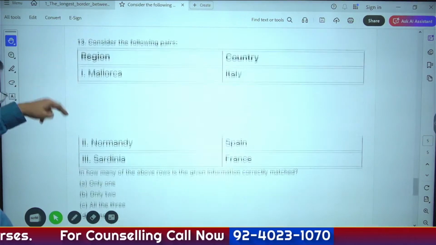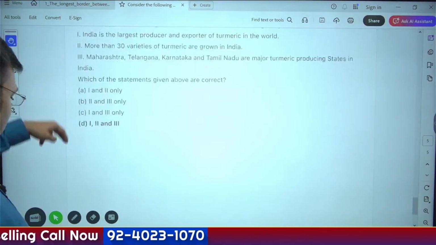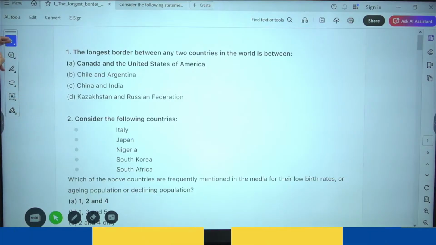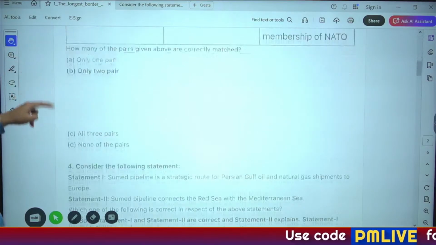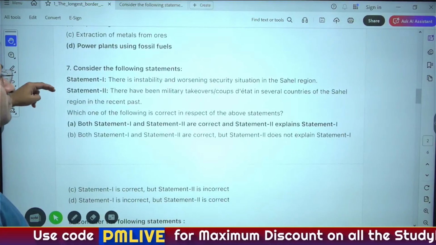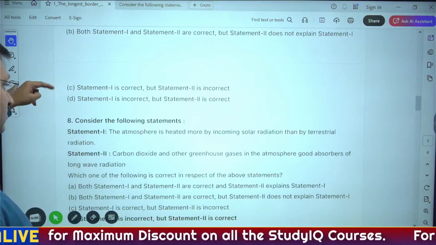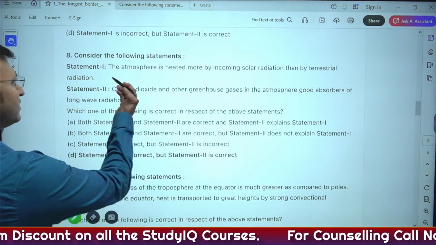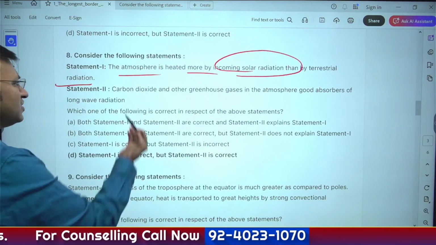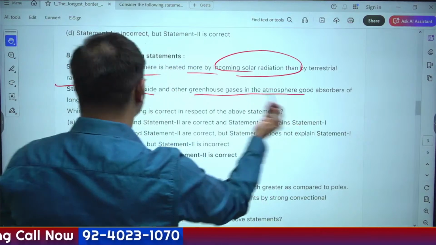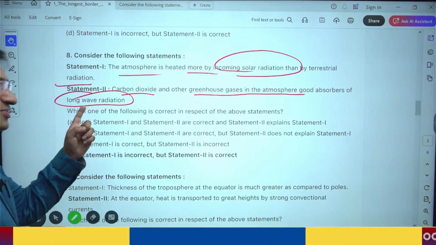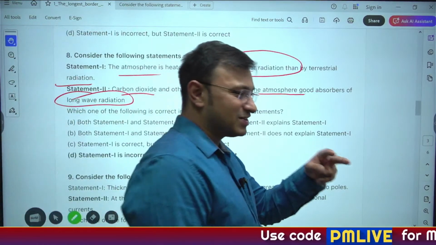See this particular question, I guess it's over here or not. No, it's not here, it's in 2024. So this is the paper of 2024, and in this paper, if I open up this question, yeah. See, the atmosphere is heated more by incoming solar radiation than by terrestrial radiation. Carbon dioxide and other greenhouse gases in the atmosphere are good absorbers of long wave radiation. So, do you see the similarity between this year's question and last year's question?